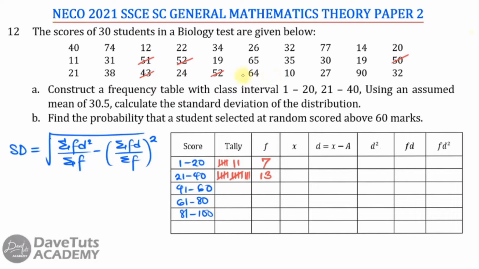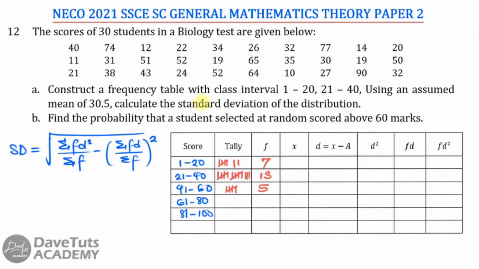So for 41 to 60, we're having how many entries? 1, 2, 3, 4, 5. This is 5, and then you need to erase all of this. So that maybe you can just do that in your exam also.